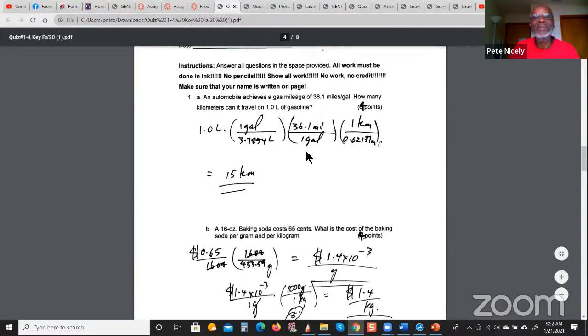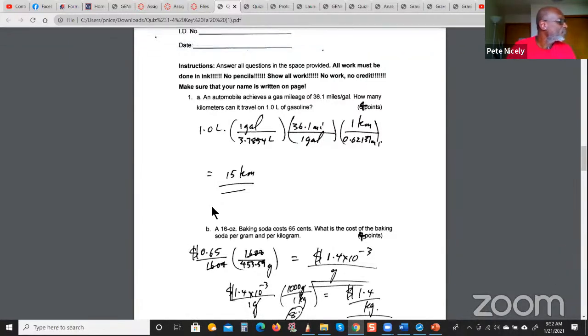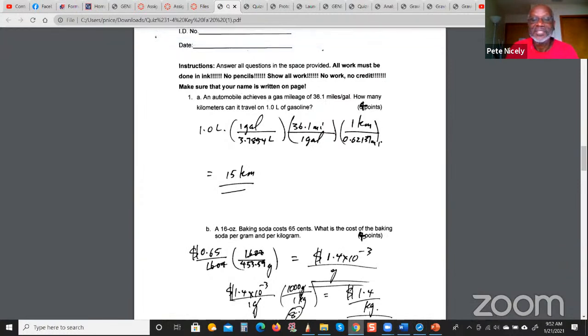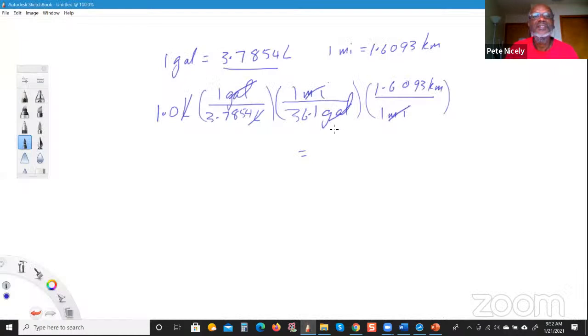Okay, the mistake I made is right here. I inadvertently switched the mile to gallon. Hold on, let me see something here. Okay, I realize the mistake I made. So let me go back to... wait a minute.